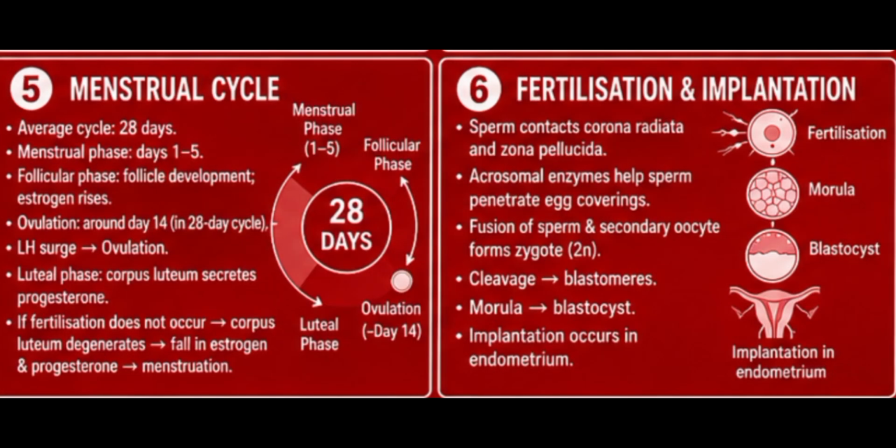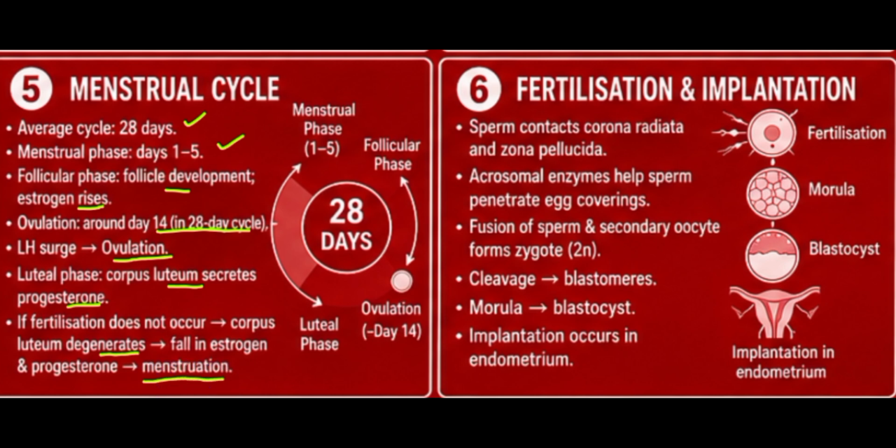Then about the menstrual cycle. This is a cycle that repeats after every 28 or 29 days. The menstrual phase is from the first day of menstruation to the 5th day. Then the follicular phase, where follicle development occurs and estrogen rises. Then ovulation around the 14th day, and the LH surge is during the ovulation period. Then the luteal phase, where the corpus luteum secretes progesterone, which is a pregnancy maintaining hormone. If fertilization does not occur, the corpus luteum degenerates and the estrogen and progesterone levels decrease, which in turn results in menstruation.